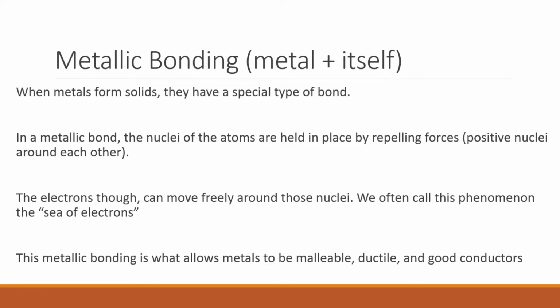Today we're going to wrap up our unit on bonding by looking at the third and final type, metallic bonding. We've spoken already about covalent bonding, which is between a nonmetal and another nonmetal. We've spoken about ionic bonding, which is between a metal and a nonmetal. And that leaves metallic bonding as the last combination we can talk about, a metal and itself, or a metal and another metal.